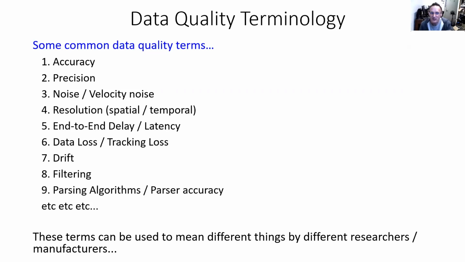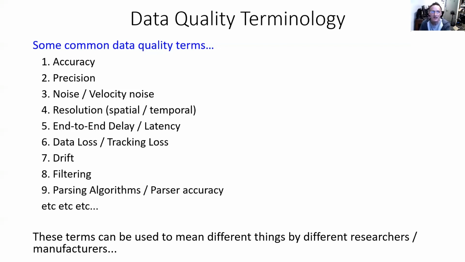People talk about things like drift or the impact of filtering, whether that's a positive impact because you're trying to filter your data to reduce noise, or a negative impact because some filtering that the eye tracker is doing is somehow masking key events like microsaccades. So filtering could be positive or it could be negative depending on what people are talking about. And people even talk about the impact of parsing algorithms, like how you decide what is or isn't a saccade or a fixation, and how that can impact on eye tracking data quality.